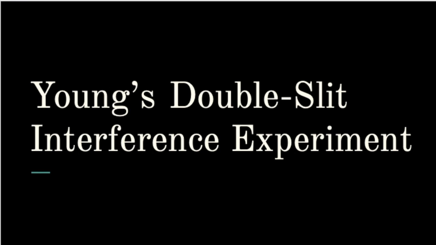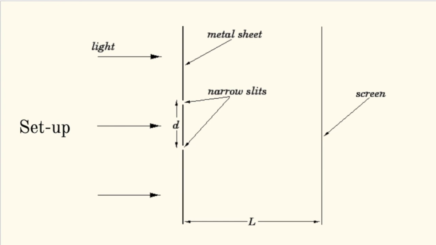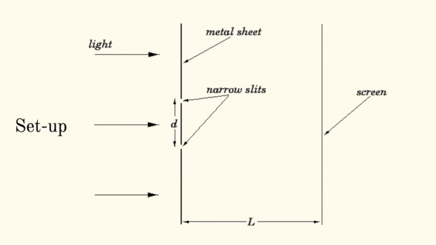To see how this concept correlates to light, we can take a look at Young's double-slit interference experiment. The experiment is set up so that on the left we have an incident of light, followed by a metal sheet with two narrow slits in it. On the right we have a screen. The distance L between the metal sheet and the screen must be much larger than the distance d for this experiment to work. Now we must ask, how will the light travel?